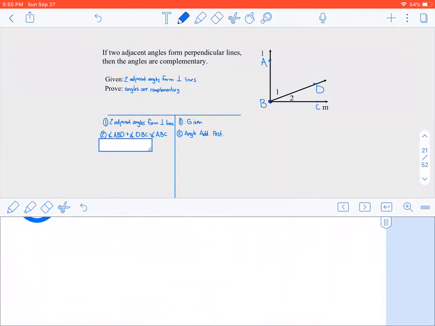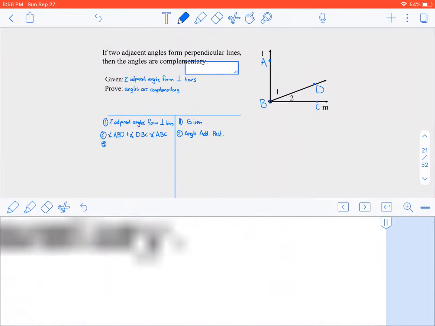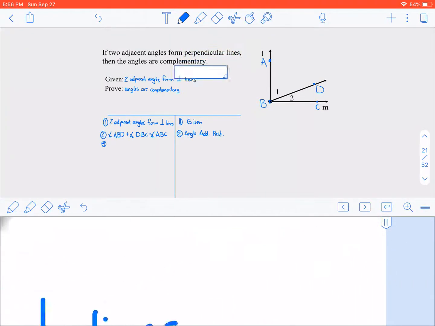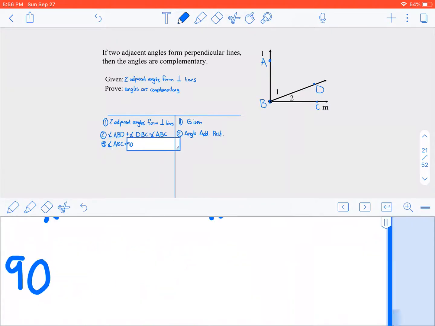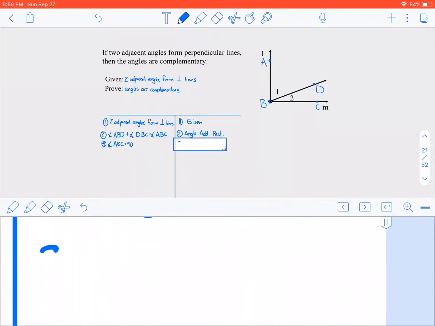Step 3. Well, if I can add those two to get the whole angle, and it says that those lines form perpendicular angles, what's it mean to be perpendicular? Well, that means angle ABC equals 90 by definition of perpendicular.